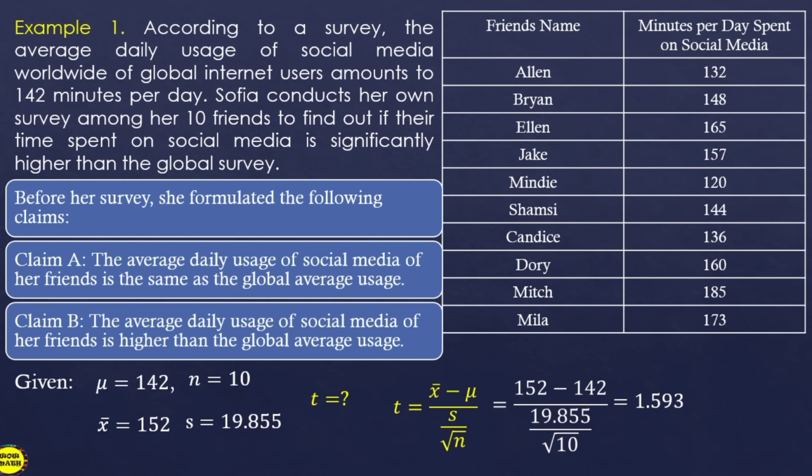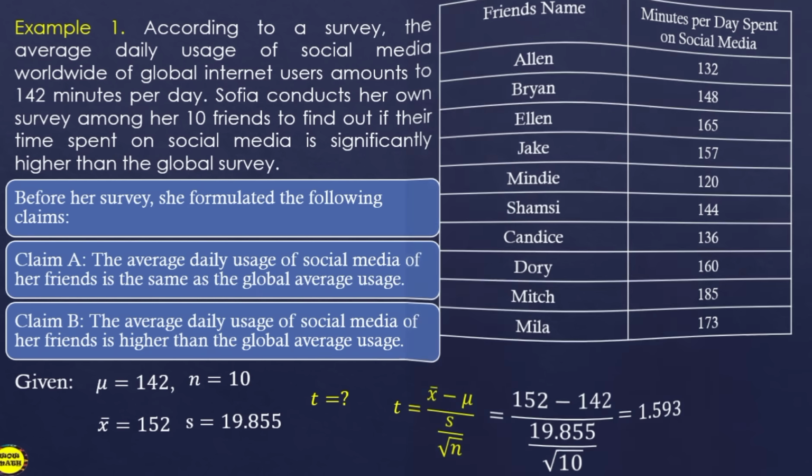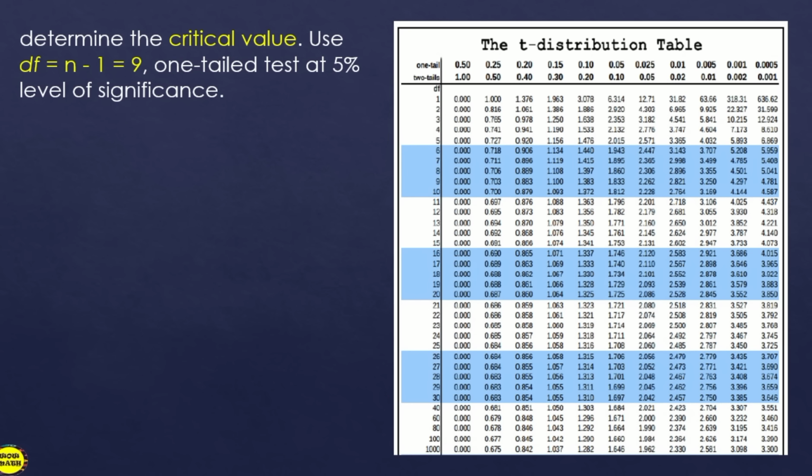After we get the computed t-value, class, next we get the critical value. How do we get the critical value? We will use the t-distribution table. The critical value is obtained using the degree of freedom. Our degree of freedom is n minus 1, the formula. Since our sample size is 10, it is 10 minus 1, and the answer is 9.